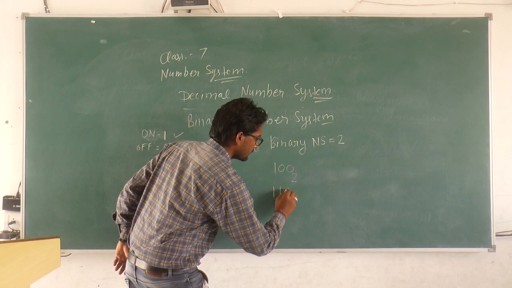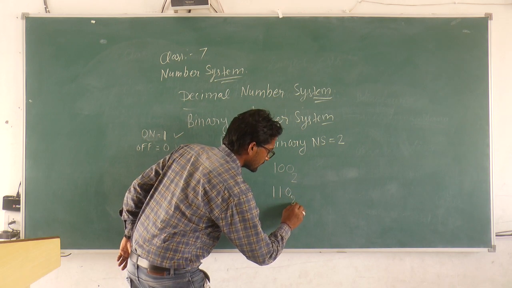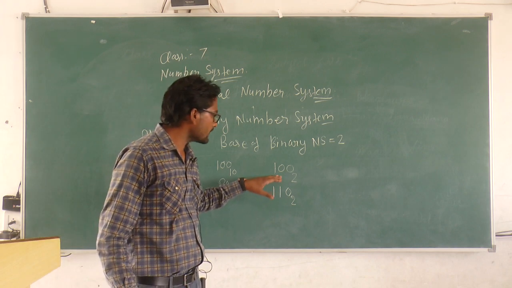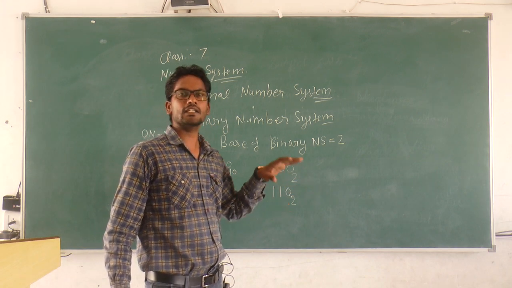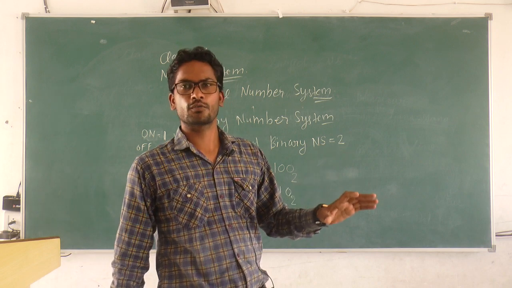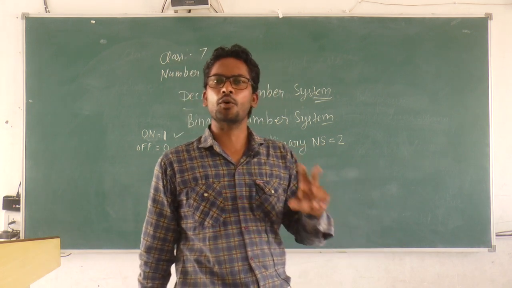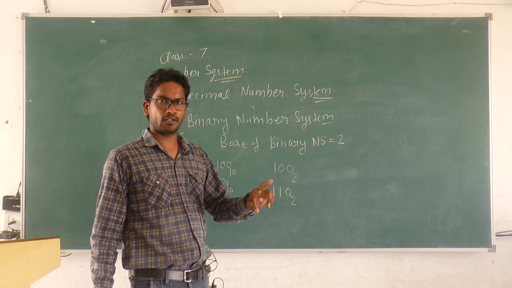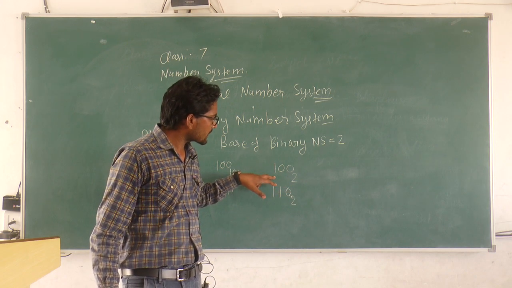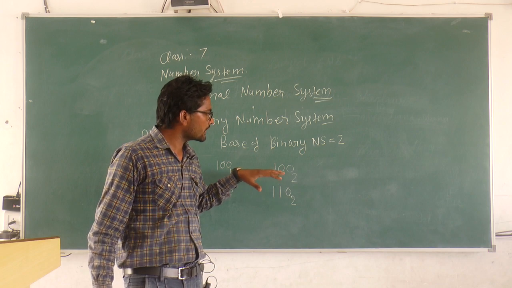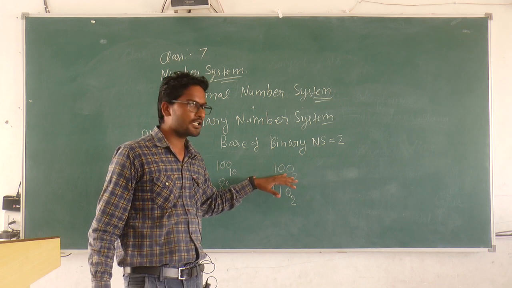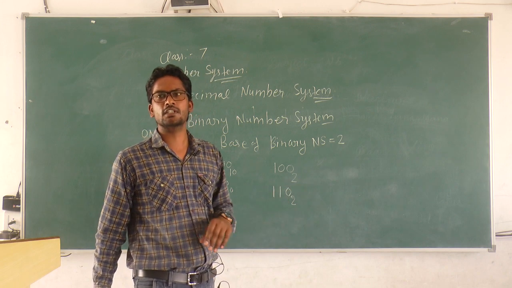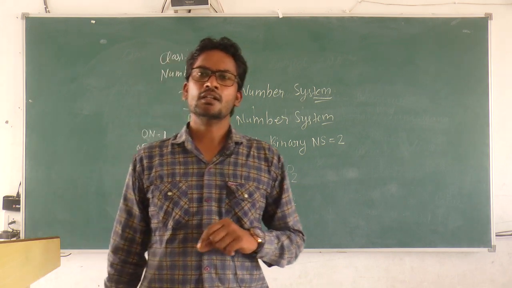1, 1, 0. This is your binary number system. Here, students, we will not call this one 100. It is a 1, 0, 0, because in the binary number system only 2 digits are there, that is 0 and 1. So when we call this number, we will not call it 100. It is a 1, 0, 0. It is a 1, 1, 0, because this is your binary number system.